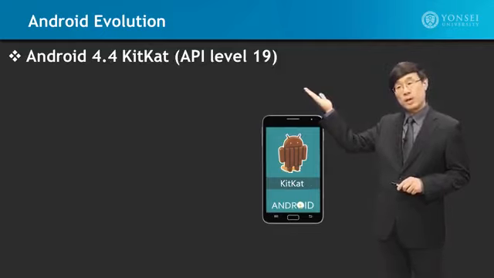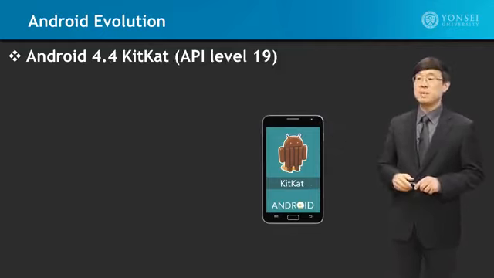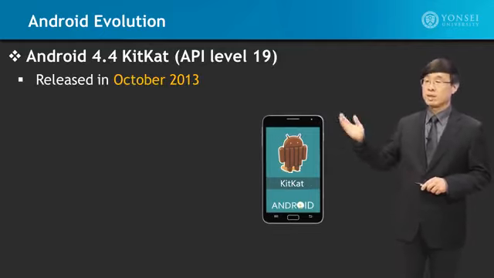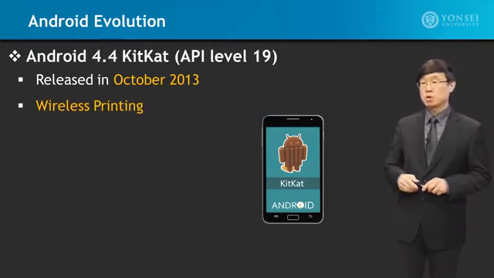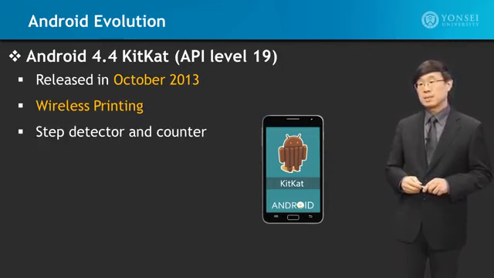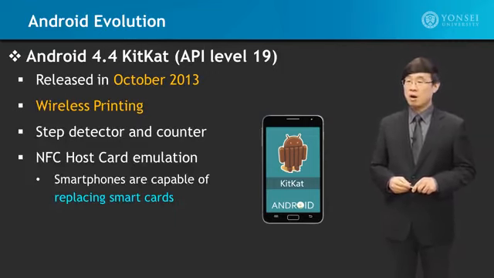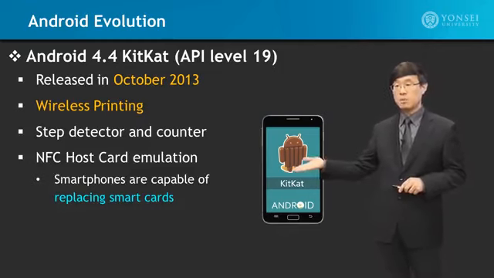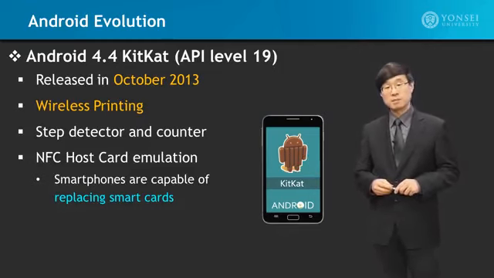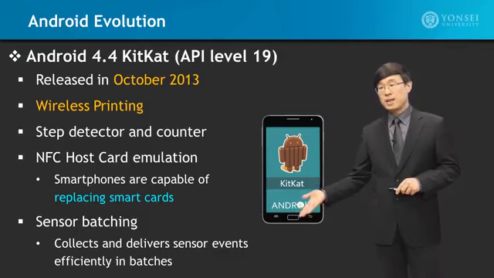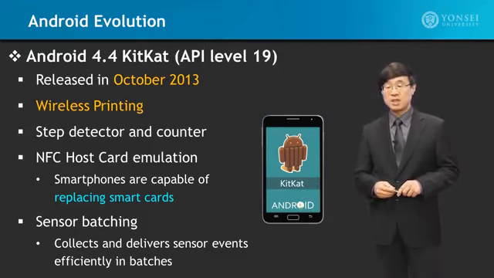Android 4.4 is KitKat, and this reaches API level 19. This was released in October of 2013, and it supports wireless printing, step detector and counter, and NFC host card emulation, where smartphones are capable of replacing smart cards, as well as sensor batching. This collects and delivers sensor events efficiently in batches.